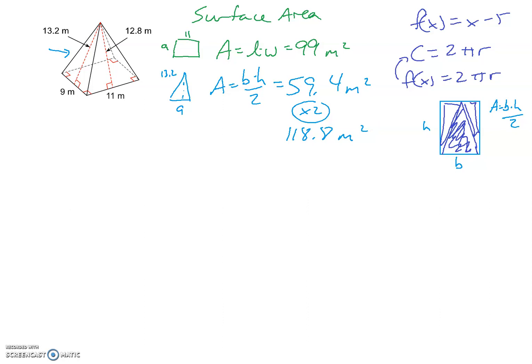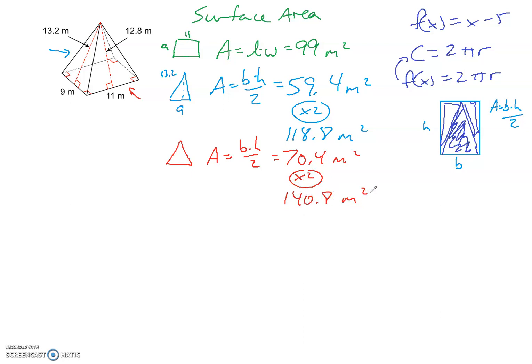So now I'm going to move on to my next side, the side that's actually facing me here. I'm going to do the exact same thing. Area is base times height divided by 2. My base is 11, my height is 12.8, so I'll multiply those, divide by 2, and I'll get my area. That gives me 70.4 meters squared. Just like the other two sides, the blue ones here, we have two of those, so I'm going to double that as well, and I've got 140.8 meters squared.